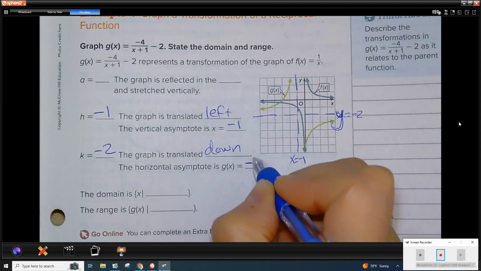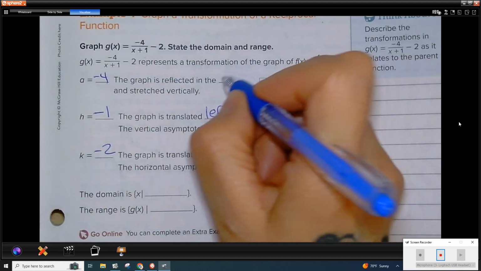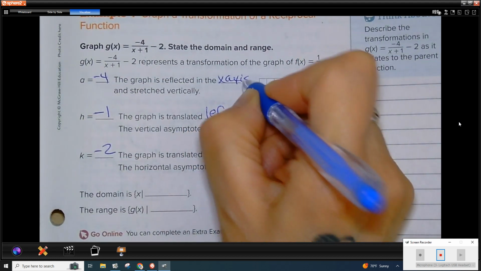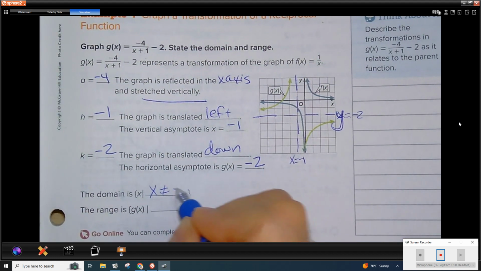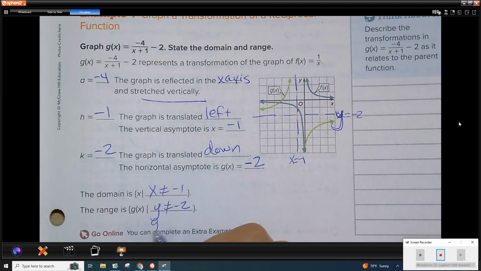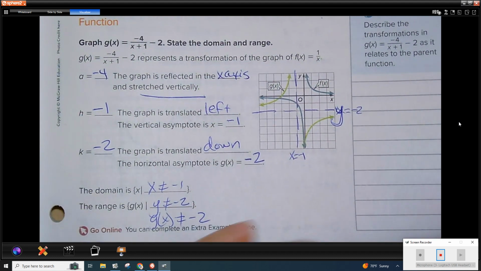Horizontal asymptote at negative 2. Now, negative 4 means to reflect across the x-axis and stretch vertically. Domain: x can't equal negative 1 and y can't equal negative 2. Instead of y, you could put g of x can't equal negative 2, your choice. Y values or the function at that point.